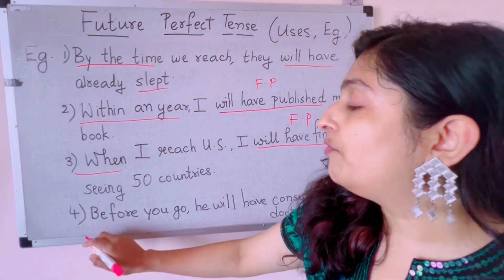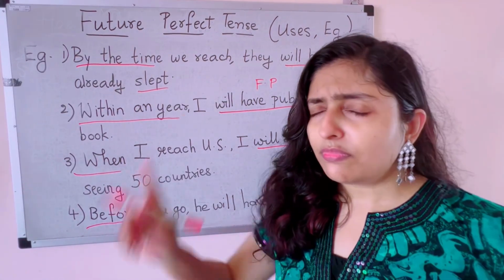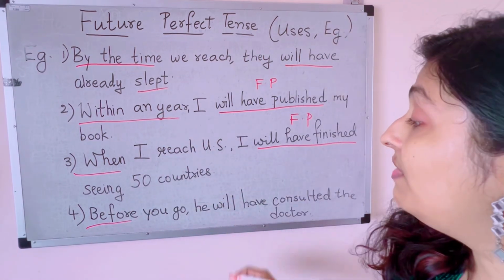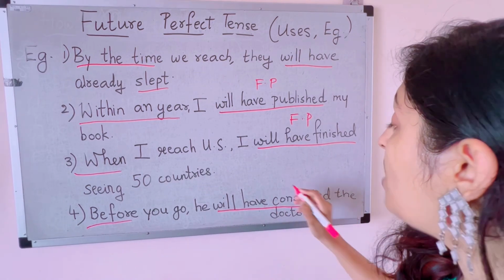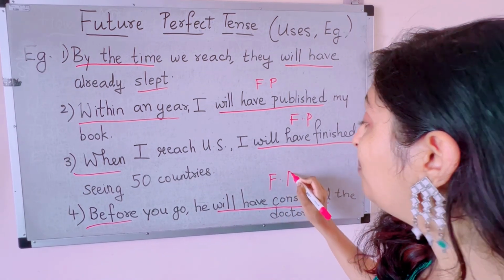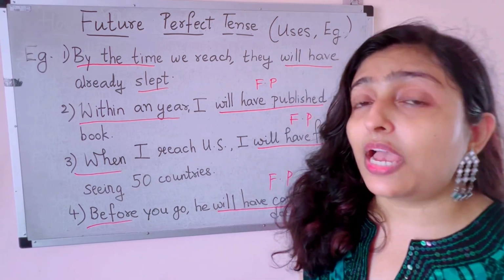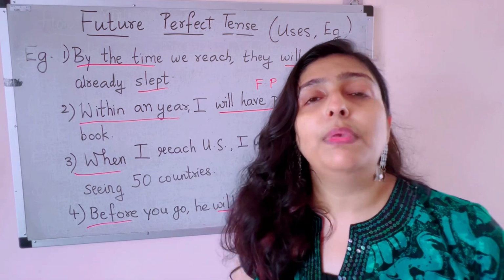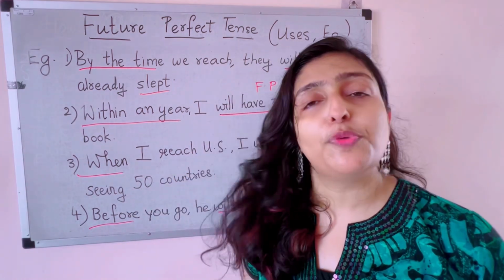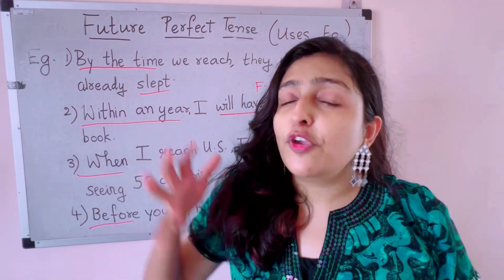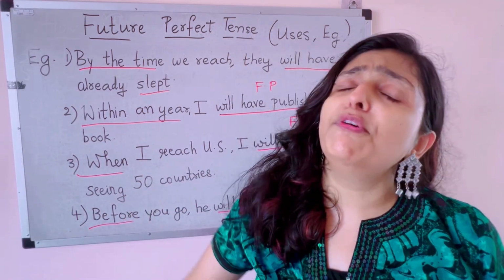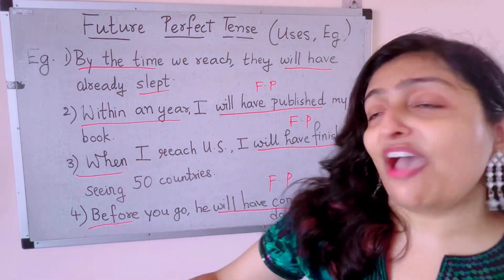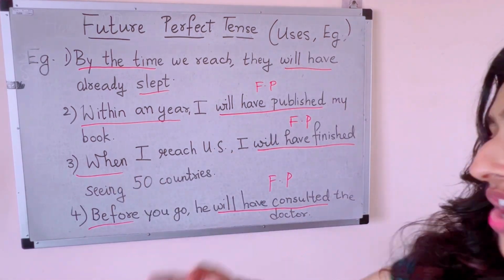Now, the fourth one is the word mentioned in rule number 2, that is "before." Before you go, he will have consulted the doctor. Again, it's in future perfect tense. One thing that I mentioned very early, an important announcement, is the unique feature of future perfect tense: a future event will be completed before another event starts. Before you go, he will have consulted the doctor.